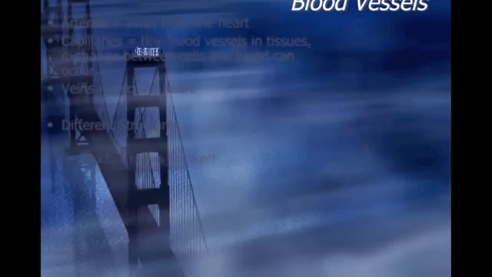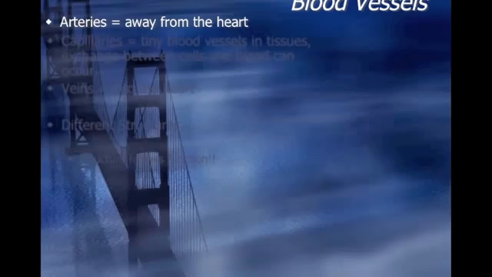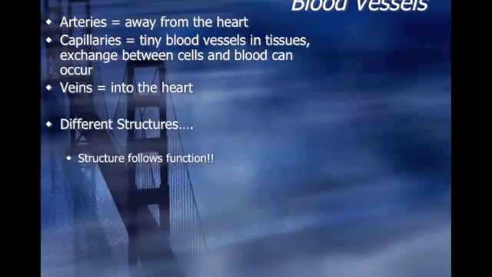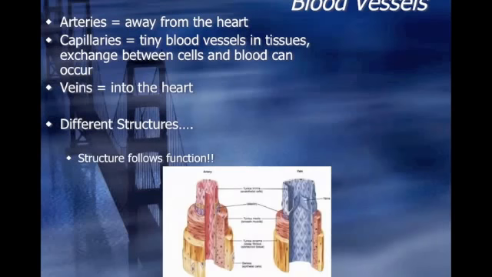There are three different blood vessels. There's arteries, which bring blood away from the heart, capillaries, which are the tiny small ones, and that is where the actual exchange of oxygen and carbon dioxide occurs, and then veins that flow into the heart. And each one has slightly different structures, which actually show how structure follows function.